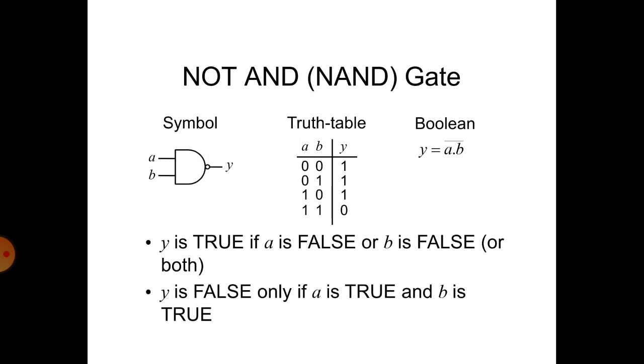This is the NAND gate. NAND gate means NOT AND. This is the reverse operation of the AND operation. A and B are the inputs, Y will be the output. Here also we are using one bubble.